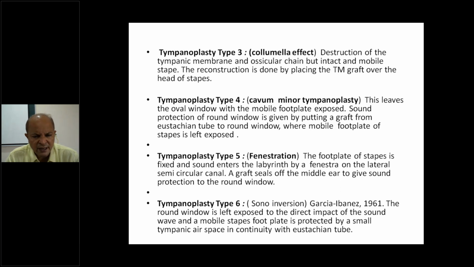So type 6 is called sono inversion, and the round window is left exposed here to the direct impact of the sound wave. And the mobile stapes footplate is protected by a small tympanic airspace in continuity with the eustachian tube. So here the sound enters through the round window rather than the oval window. If you say there are up to 5 types also, it is well and good.